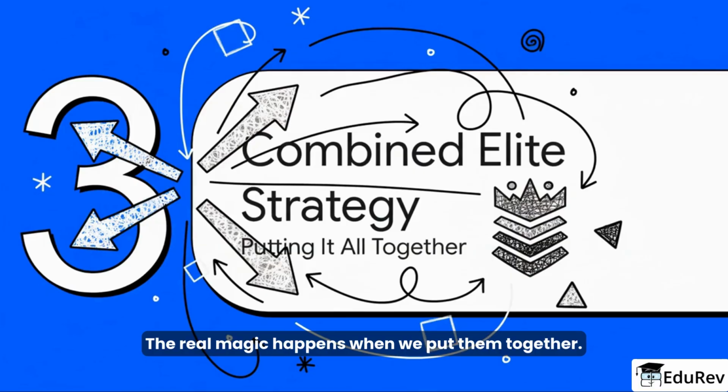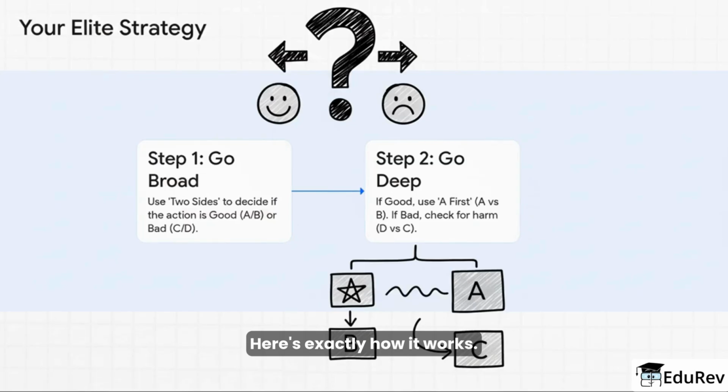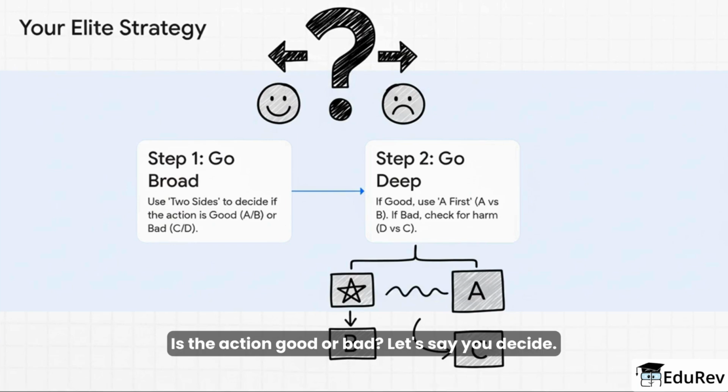So, we have 2 really powerful techniques. But the real magic happens when we put them together. This isn't about choosing one or the other. It's about layering them into one single, super efficient strategy that works every single time. Here's exactly how it works. Step 1, you go broad. Is the action good or bad? Let's say you decide it's good.